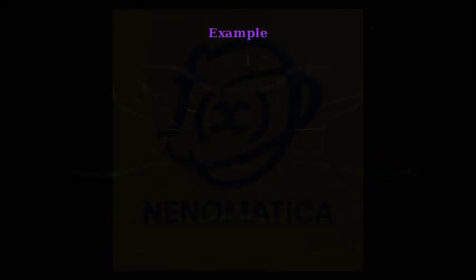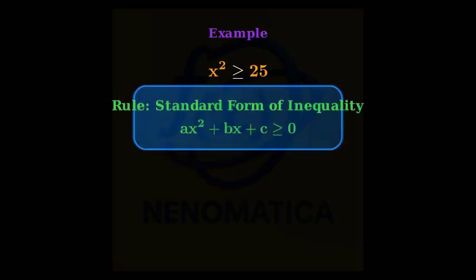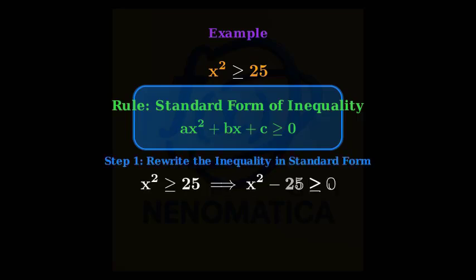We will solve a quadratic inequality, x squared greater than or equal to 25, following a clear, structured, step-by-step method. First, we show the word example, then the problem in bold orange. Step 1. Rewrite the inequality in standard form. We use the rule ax squared plus bx plus c is greater than or equal to 0. Move 25 to the left, so we get x squared minus 25 is greater than or equal to 0. We highlight the changed part, negative 25.